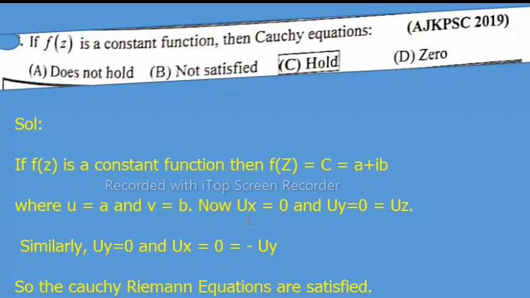Now u of x is equal to 0 and u of y is equal to 0, which equals v of y. Similarly, v of x is equal to 0, which is equal to minus u of y. So the Cauchy-Riemann equations are satisfied. So option C is correct.